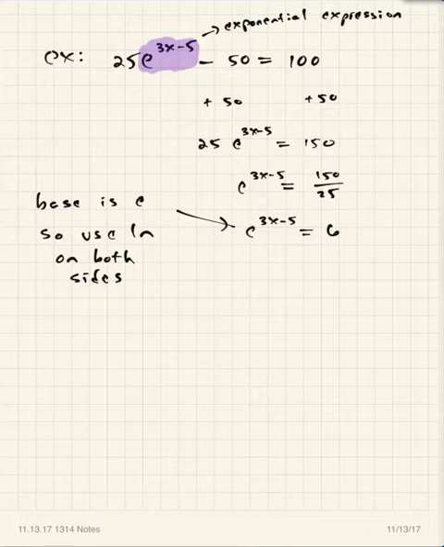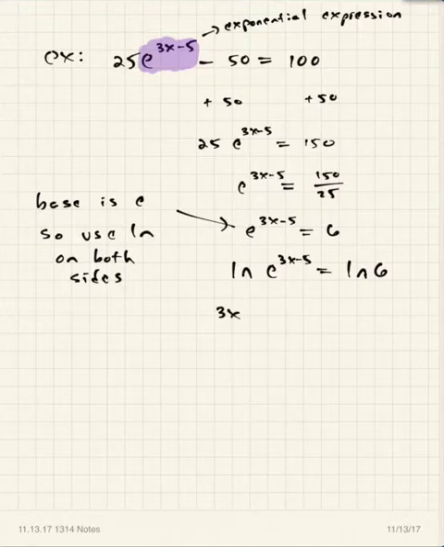Again, you could use base 10 if you wanted to, but it doesn't make any sense to do that. This is going to make your life easier by using natural log on both sides of the equation. So I use natural log of e to the 3x minus 5 equals natural log of 6. Now remember, natural log is just an abbreviation for logarithm base e. So that's going to be to your advantage in this problem.